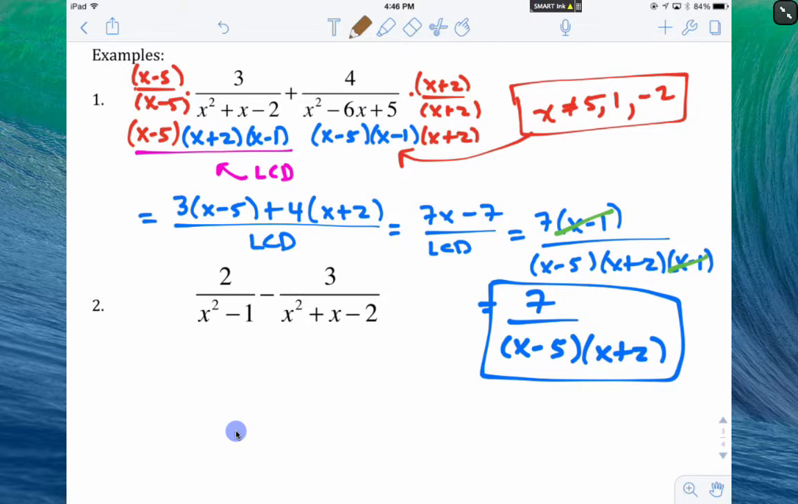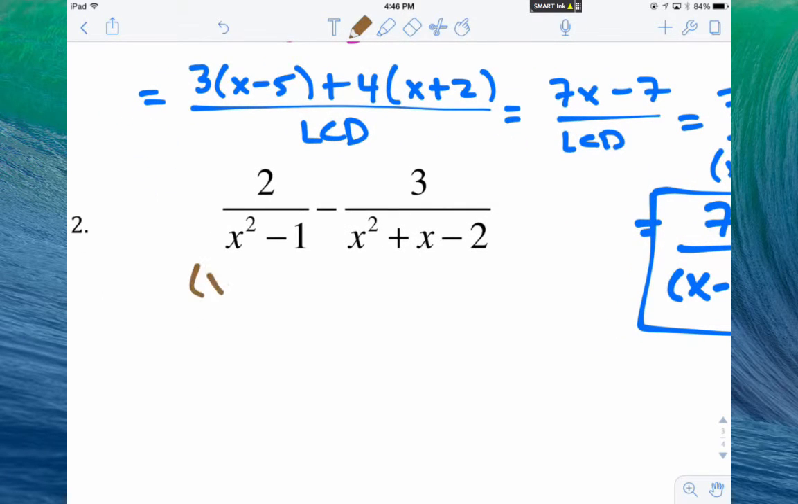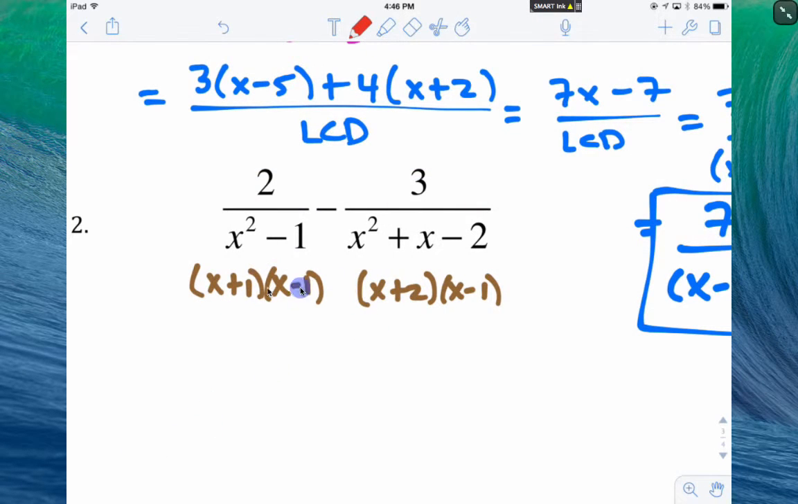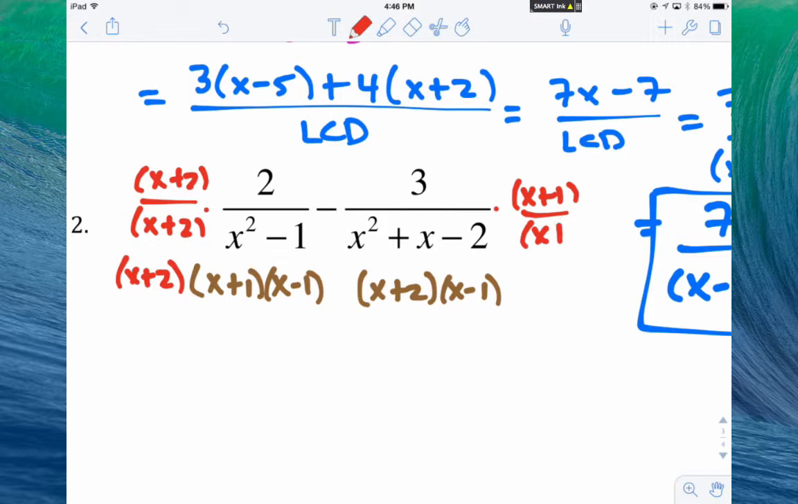Of course, again, the first thing we're going to want to do is to factor both of these denominators. So we got x plus 1 times x minus 1 as our first, and x plus 2 times x minus 1 as our second. Of course, we want these two denominators to be exactly the same. So I think this denominator lacks an x plus 2 factor. So x plus 2 over x plus 2. So this is what our least common denominator is going to look like. This denominator lacks an x plus 1 factor. So let's multiply this fraction by x plus 1 over x plus 1. And so, yes, we have now manufactured our least common denominator.